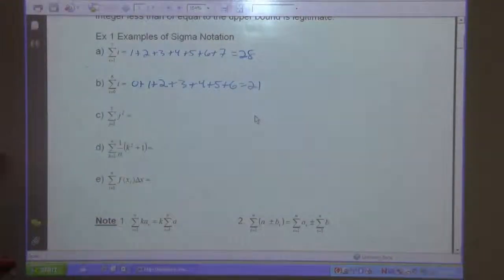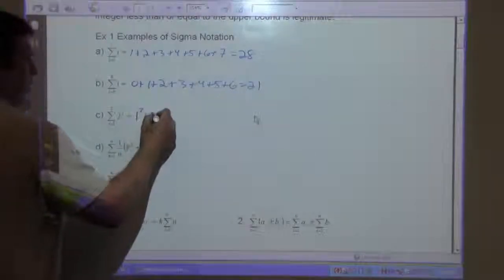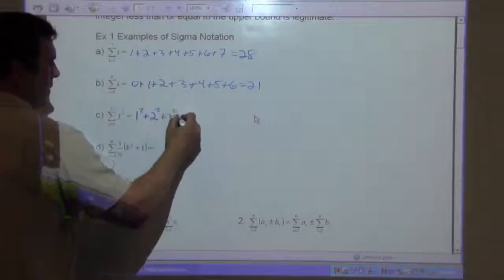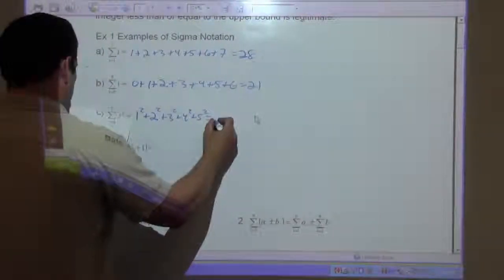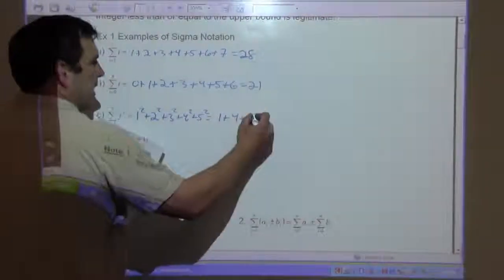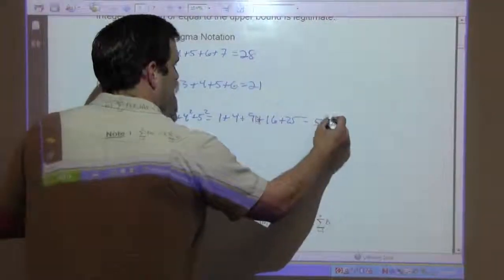Okay. How about j goes from 1 to 5 of j squared? That's 1 squared plus 2 squared plus 3 squared plus 4 squared plus 5 squared. And that's going to be 1 plus 4 plus 9 plus 16 plus 25, and we get 55.